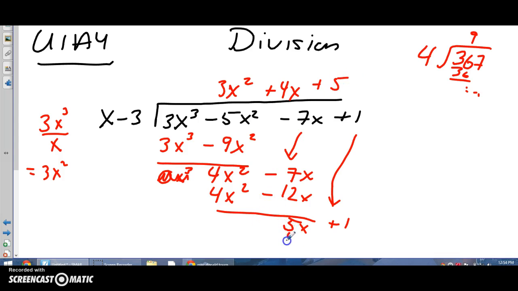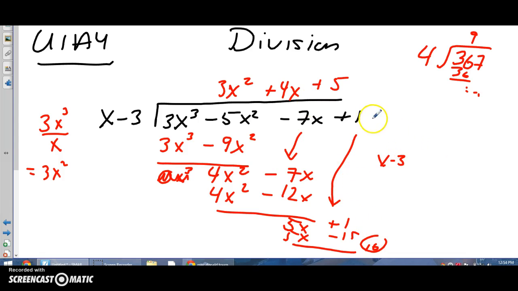And that is 5x minus 3 times 5 is minus 15. And then I subtract these two and I get 16. So this means that x minus 3 goes into 3x cubed minus 5x squared minus 7x plus 1, and leaves us 3x squared plus 4x plus 5 and a remainder of 16.